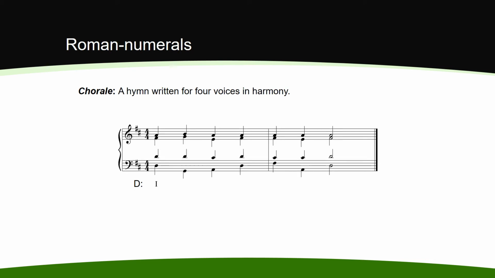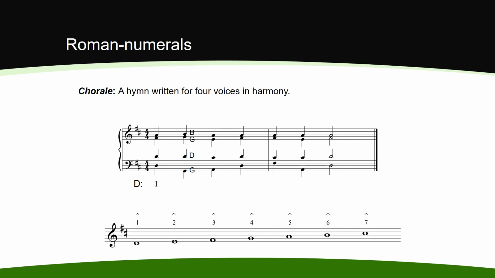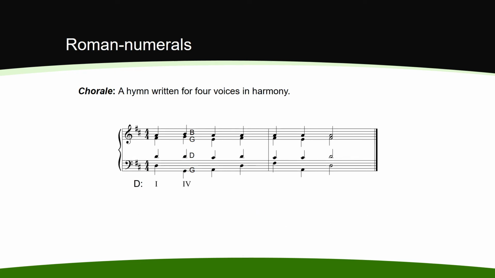The pitches are G, D, another G, and B. Let's write this chord in close root position. G is the root, B is the 3rd, and D is the 5th. The G was doubled, but we'll just ignore that. The quality of this chord is major, so this is a major triad built on the root G. G is the 4th scale degree in the key of D major, so we assign the Roman numeral major 4 to this chord. Let's analyze one more chord.